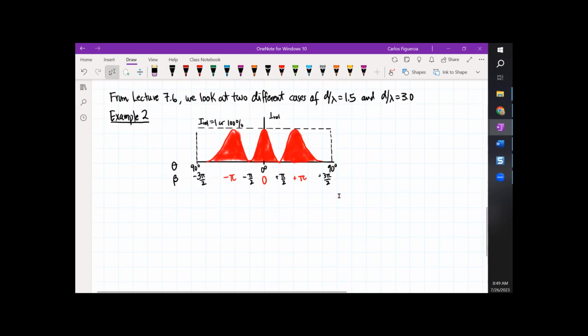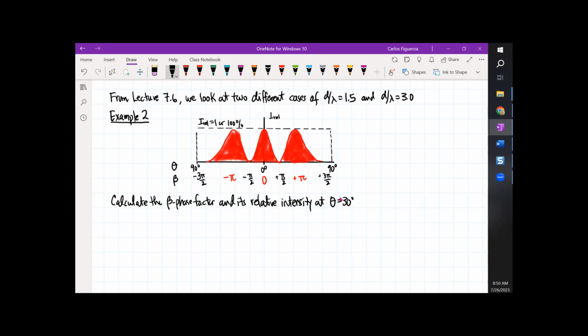So what I want to do here is that I want to calculate the beta phase factor and its relative intensity at theta equals 30 degrees. Now, no, I don't know where 30 degrees is at.